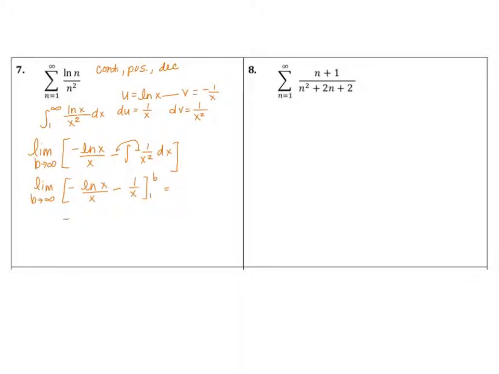So we're going to have negative natural log of b over b, that's the limit as b approaches infinity, minus 1 over b. And then all of that is going to be minus negative natural log of 1 over 1 minus 1 over 1. So let's see.